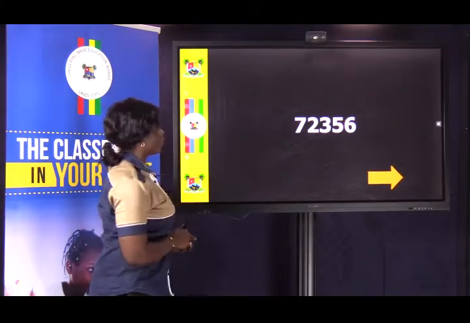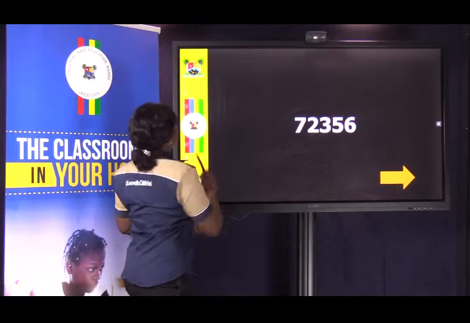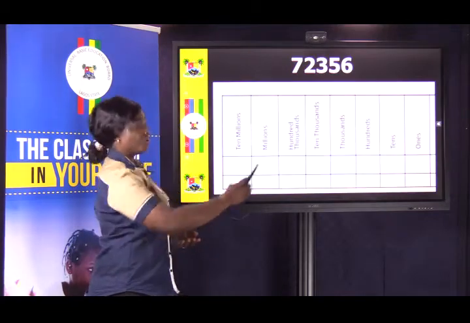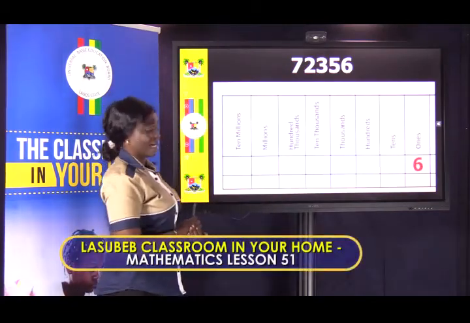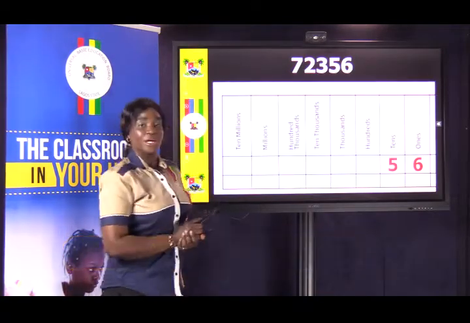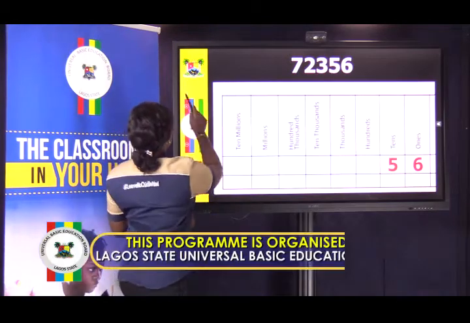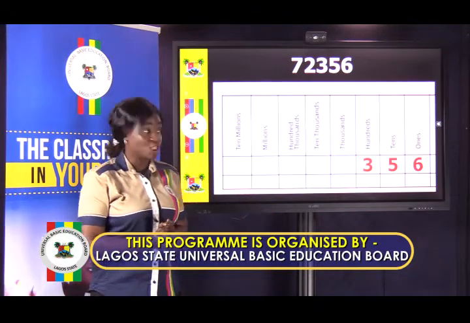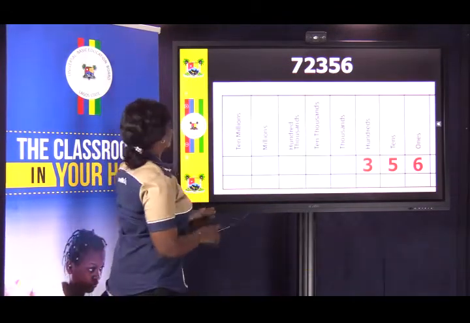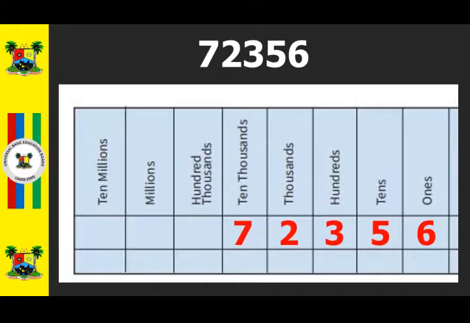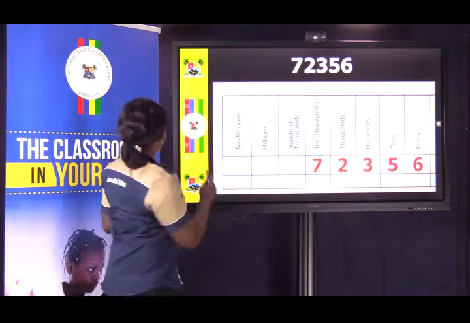72,356. Let's position it correctly under the place value grid. The first number to the right is what? 6. And that's going to be under the ones column. The next number after it is 5. We are going to write it under the tens column. The third number is 3, and we are writing it under the hundreds column. Proper positioning. The next number is the thousands, and that is 2. And the last number is the ten thousands. Are we together? Say together we are.